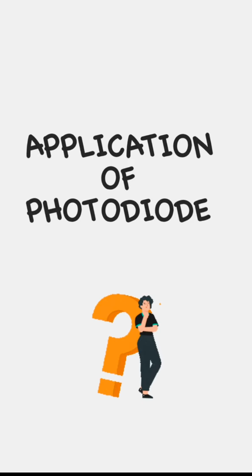What are some of the applications of photodiode? Photodiodes are basically used to detect and measure light intensity. Therefore, it has numerous applications in almost every field. Here are some applications of photodiode.